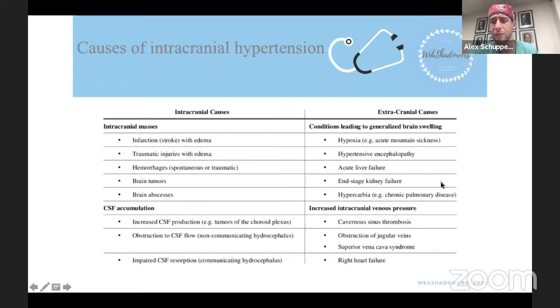This is just to show you guys there are many reasons to have high intracranial pressure. Having a traumatic brain injury is just one type. You have brain tumor, you can have different types of infections. You could have a clot in one of the veins in your brain, a lot of different reasons.